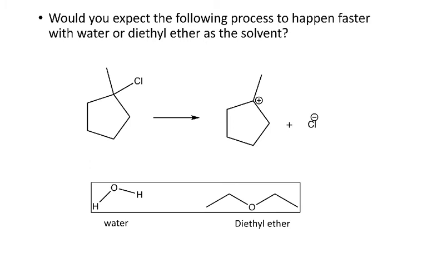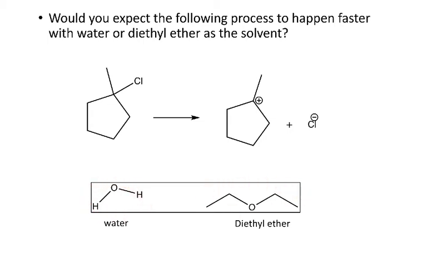All right, this question is about solvent effects. And so we want to know whether this process, and so this would be the first step in either an SN1 or an E1 reaction, and for both SN1 and E1, this would be the rate determining step, is faster if we used water or diethyl ether as the solvent. Hopefully you know what water looks like, but I've also drawn diethyl ether down here.